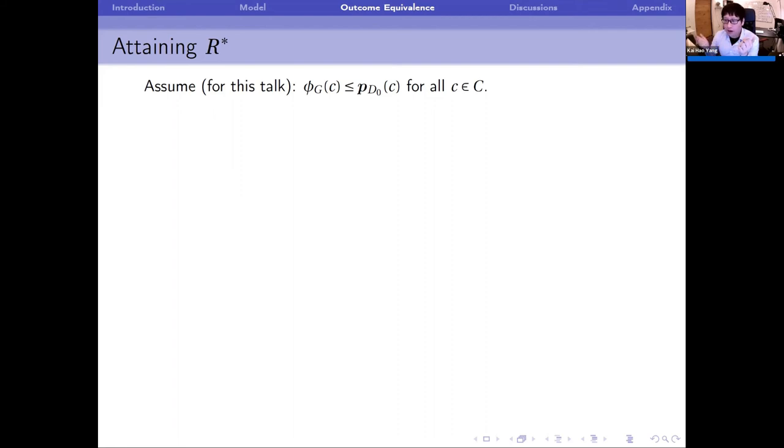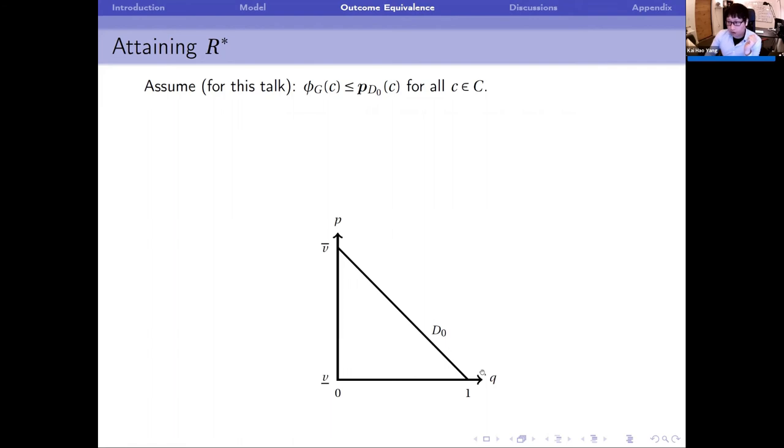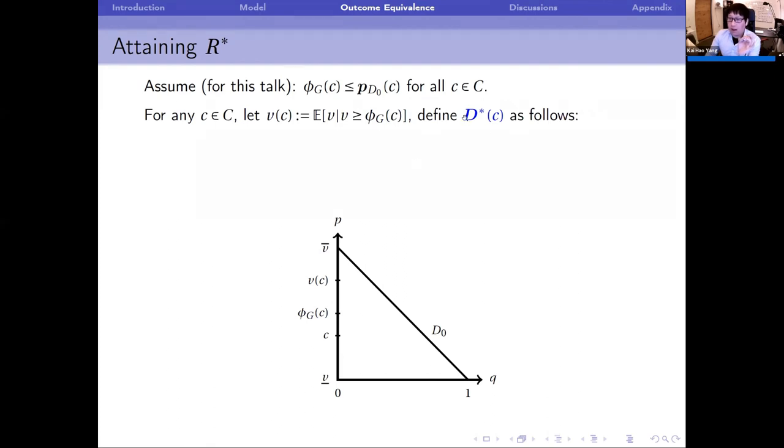The transfer is going to be pinned down by the revenue equivalence formula. So I'll just focus on constructing a mapping from the report C to a mean preserving contraction of the prior, which I will call D star. Let me draw the prior over here first. For any report C, say C is here, and the virtual cost is here, define D of C as the targeted price, which is the expected value conditional on the value being above the virtual cost. Say it's here. And now I'm going to draw the mean preserving contraction, D star of C, as the following, and I'll color that in blue.